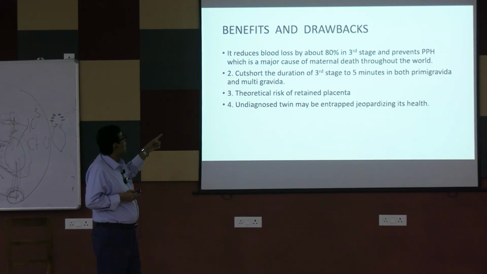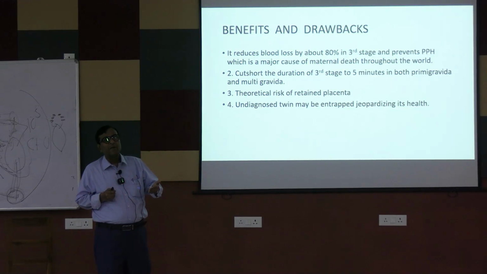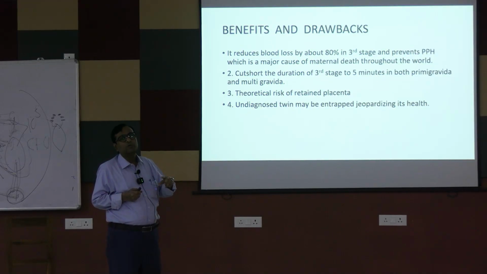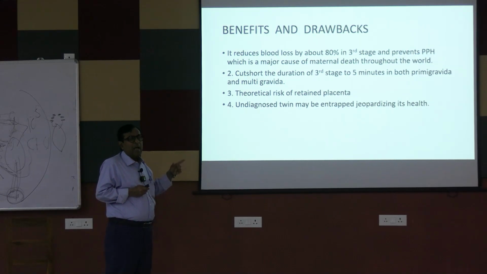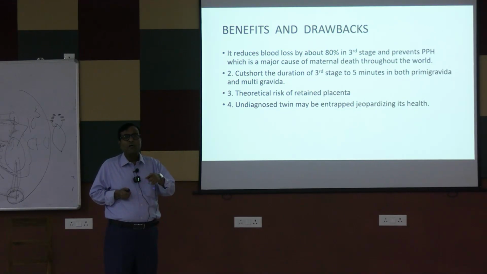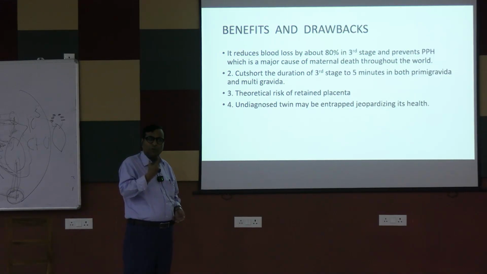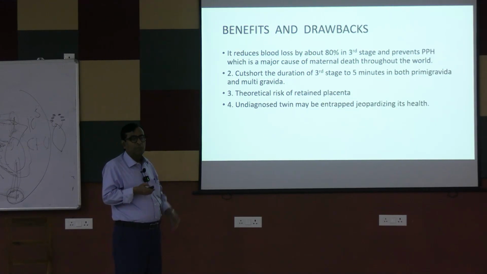What are the drawbacks? Number 1 drawback, there is a theoretical risk of retention of placenta, because we are giving oxytocin before separation of placenta. So if there is contraction of the uterus, that may produce retained placenta. But this is a theoretical risk, it usually does not happen. And number 2 and most important, before giving oxytocin, you have to be sure that multiple pregnancy, that is twin, is not there. First baby is delivered and you give oxytocin, second baby is inside. So these two are drawbacks. So before giving oxytocin, you have to be sure that a second twin is not there.